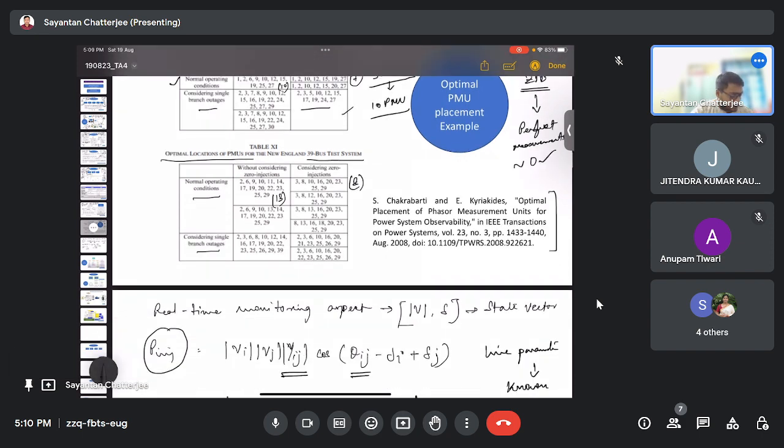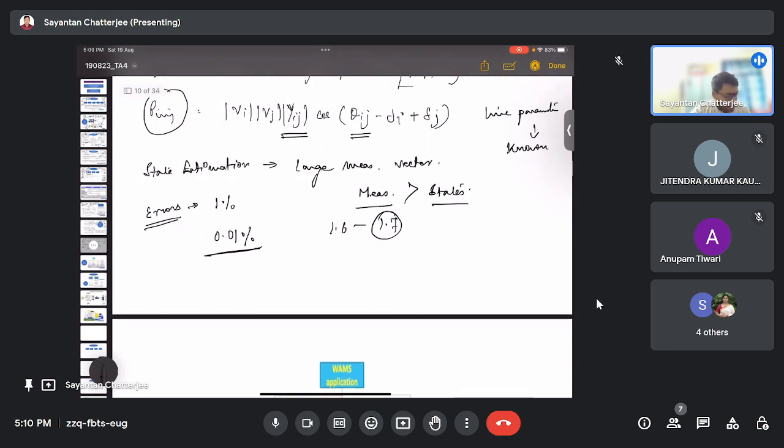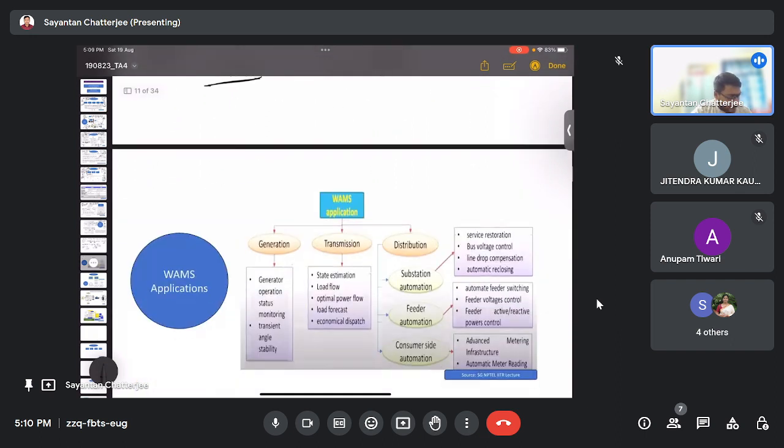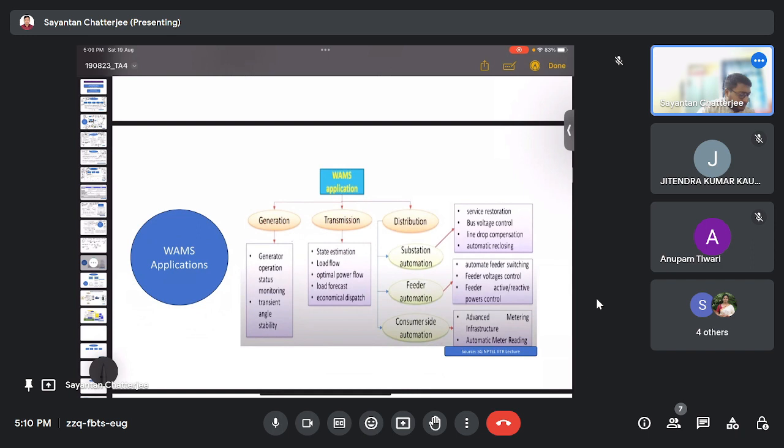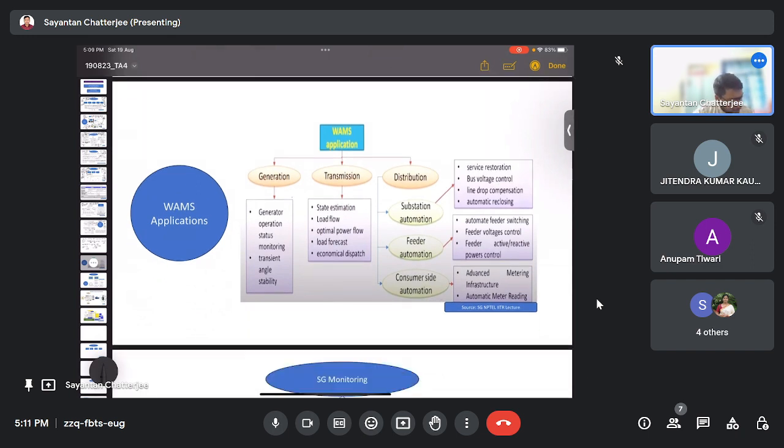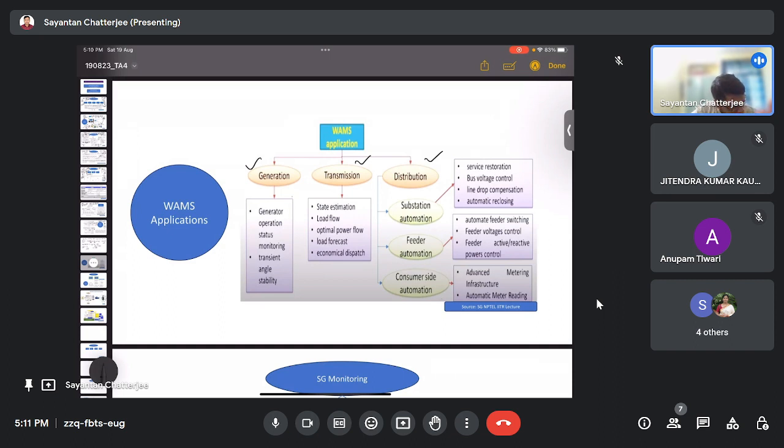Okay, so this part mainly focused on the wide area monitoring aspect. And again, in the wide area monitoring application part, it is for the generation part. What we can consider: for the generation part, we have the transmission part and we have the distribution part, right? For the generating part, we can monitor the generation operation status, generator operation status, transient angle stability monitoring.